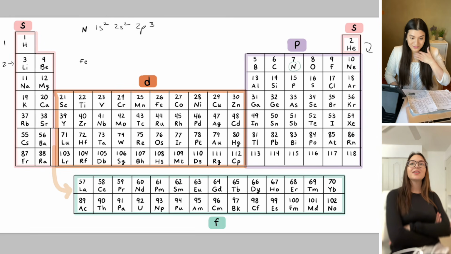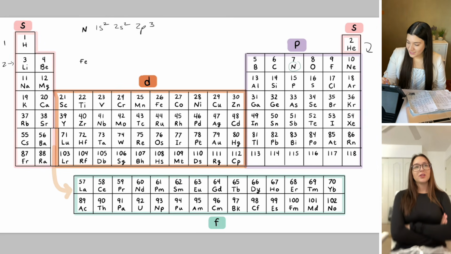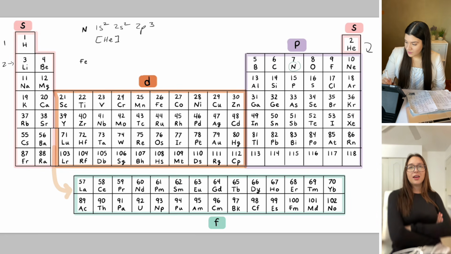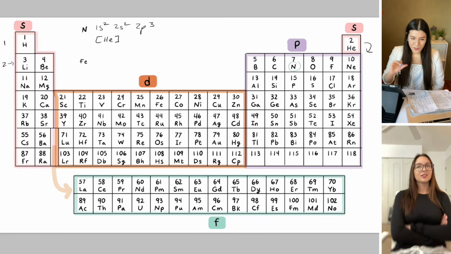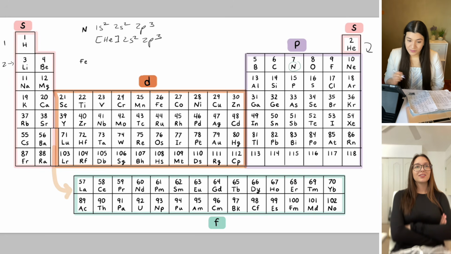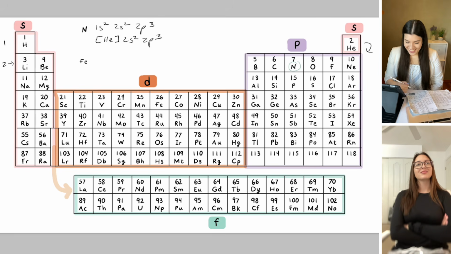Now let's try doing the condensed electron configuration. Okay, so helium is right there. So we just put He in the brackets. Perfect. And then, oh, I still have to do the remaining part. 2s2, 2p3. That's it. Okay. Yeah, not too bad.